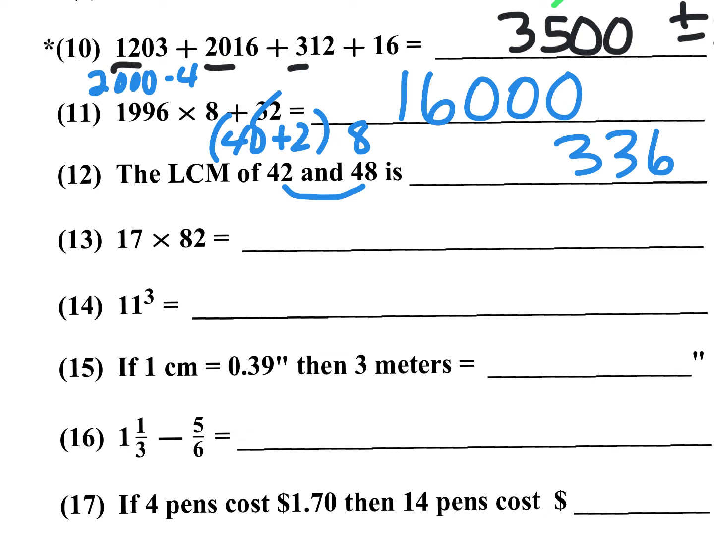17 times 82. You can do 17 times 2. That's 34. Carry a 3. And do 17 times 8 plus the carry of 3. And so right now you're thinking, what is 17 times 8? That's 136. 136 plus 3 would be 139.